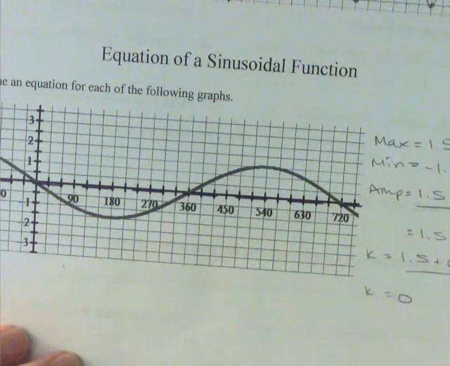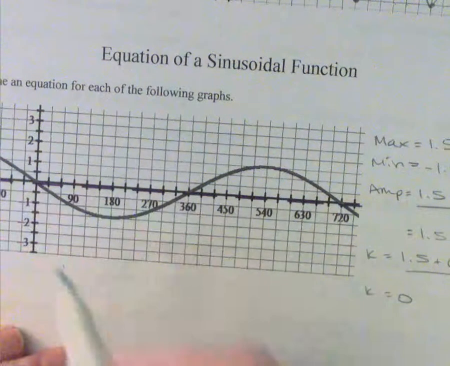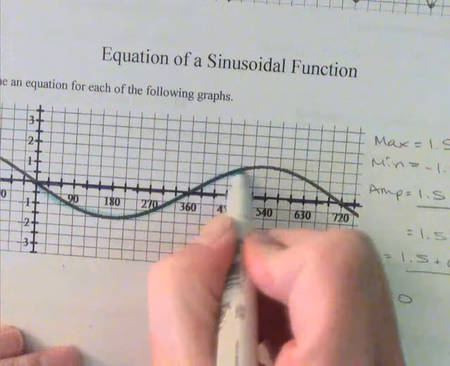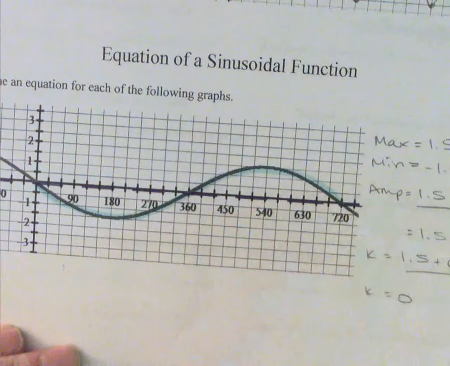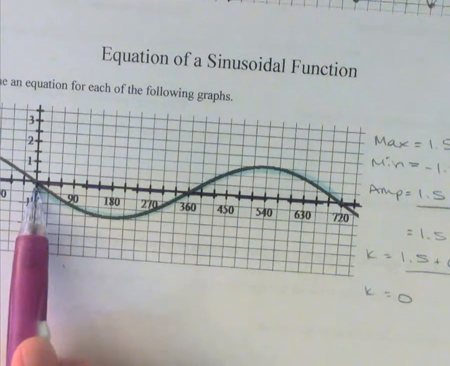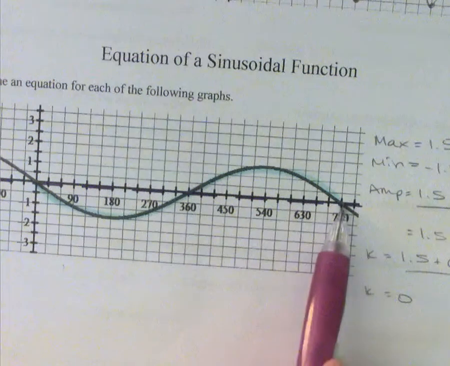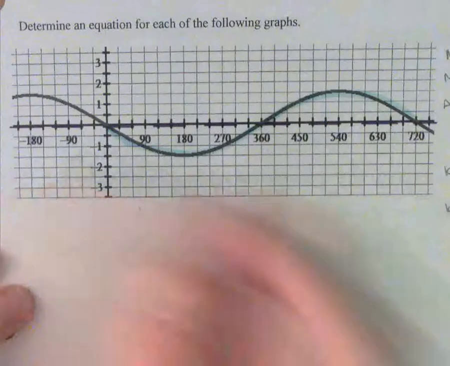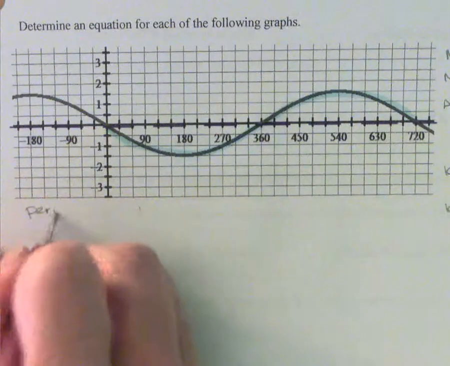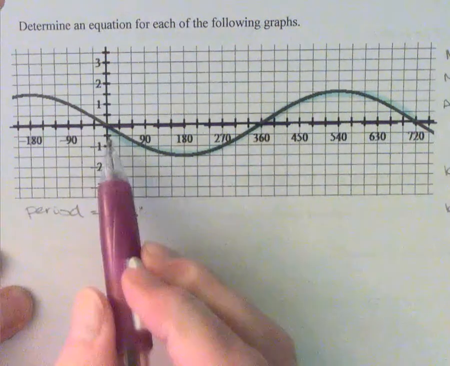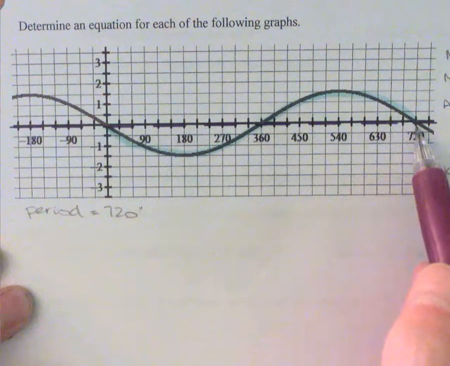Now, I'm going to pick a cycle. So if I look, I could start here. It's an upside down sine graph if I do it that way, or a sine graph with a vertical reflection. Because I've started at 0, 0, and I've gone all the way out to 720 to finish one cycle, I actually already have my period and I don't need to count. So the period is 720. Or you could have counted the number of spaces and multiplied that by 30.